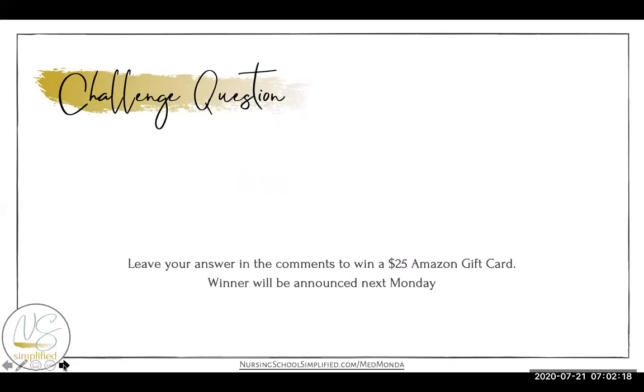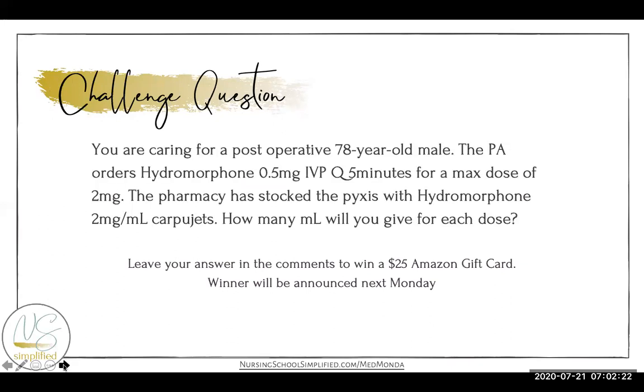Our challenge question this week is: you are caring for a postoperative 78-year-old male. The PA orders hydromorphone, I'm sorry, 0.5 milligrams IV push every 5 minutes as needed with a maximum dose of 2 milligrams. Sorry about that. The pharmacy has stocked the Pyxis with hydromorphone 2 milligrams per mL carpujects. How many mLs will you give for each dose?